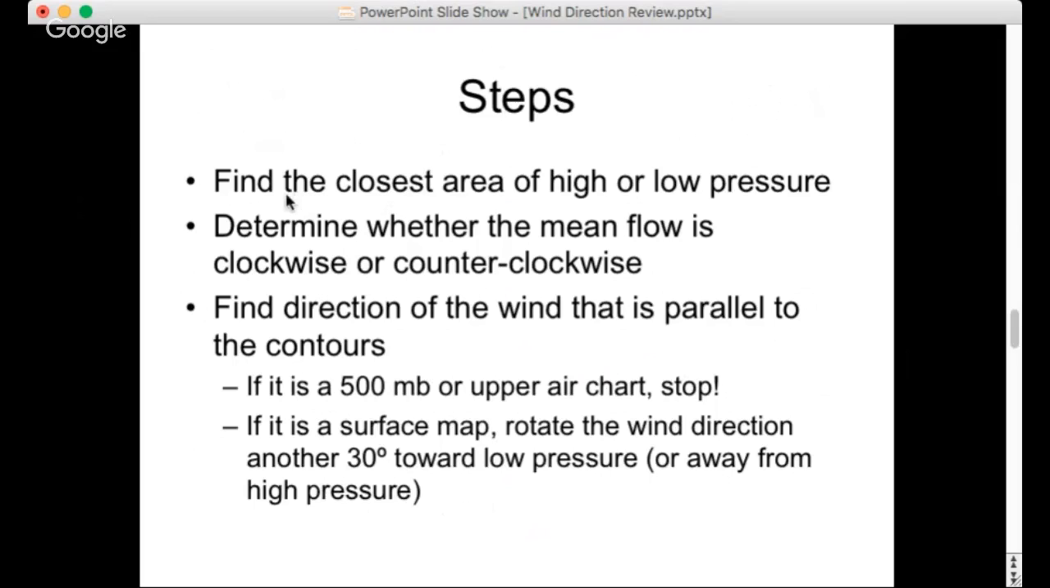We want to find the closest area of high or low pressure. Now this is important because it tells us whether or not the mean flow is clockwise or counterclockwise. So once we figure that out, and we know what the mean flow is, we find the direction of the wind that is parallel to the contours. If we're looking at a 500 millibar map or an upper air chart, that's all we need to do. But if we're at the surface, we have to apply that final correction, that rotation for the wind direction, and that's another 30 degrees towards low pressure or away from high pressure.